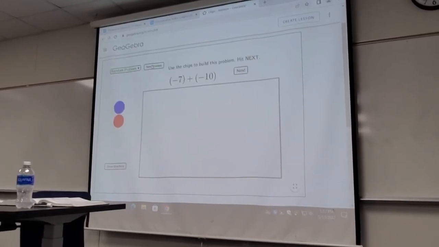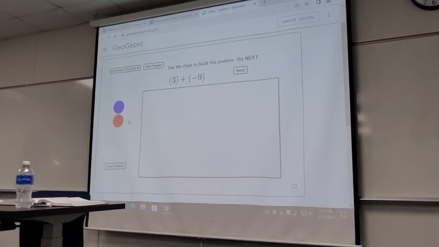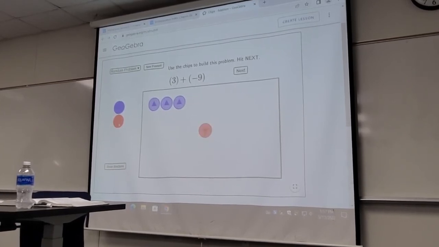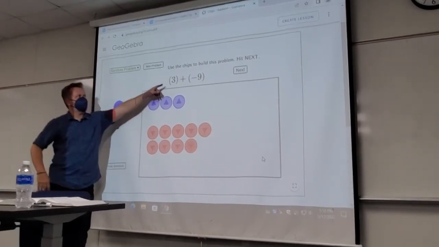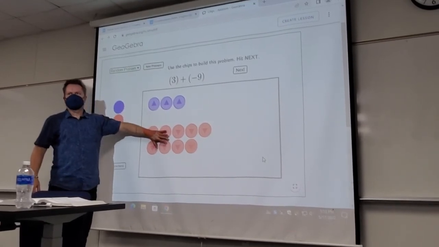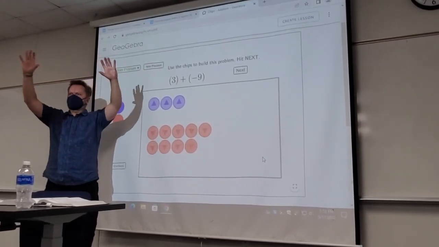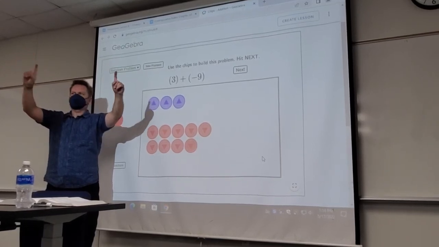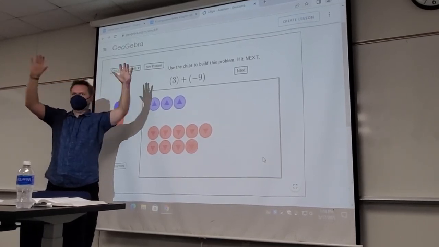So let's do one that's got a mixture. There we go. So here I've got 3 positives, and then I've got 9 negatives. Do you guys understand this, and do you remember learning it this way? The idea is, I have 3 positives and 9 negatives, so 3 of them are going to kill each other. Does that make sense? Because if you have a negative and a positive come together, they kill each other, right?